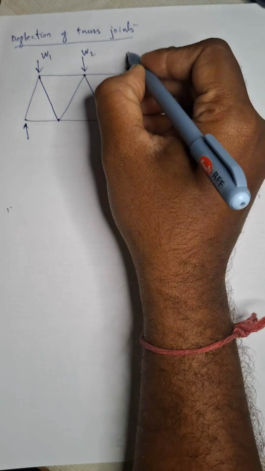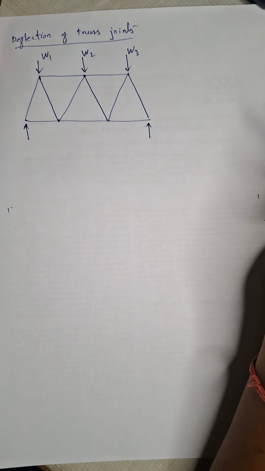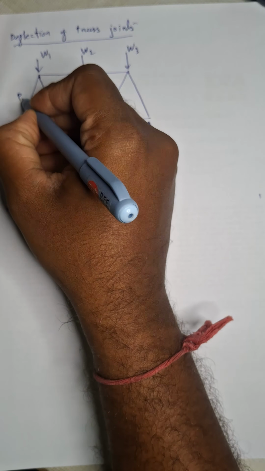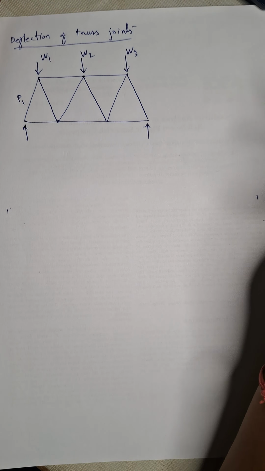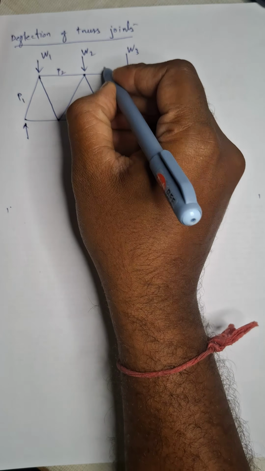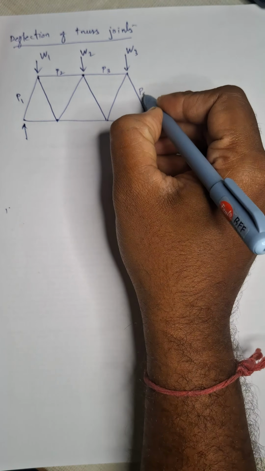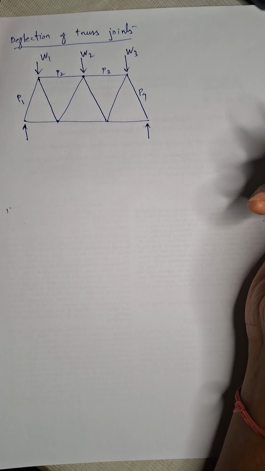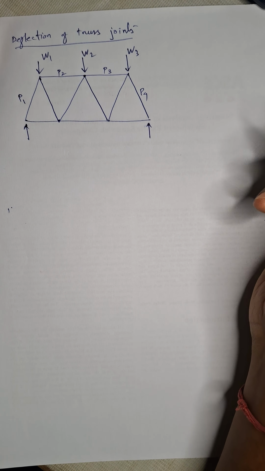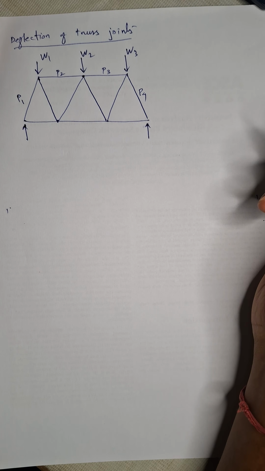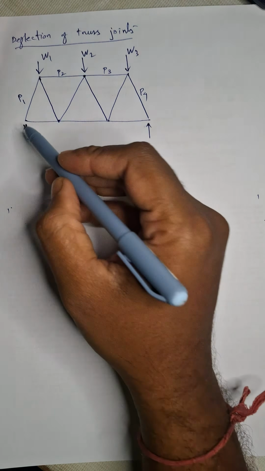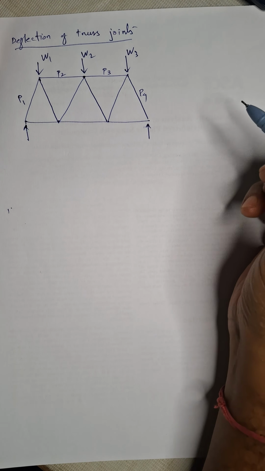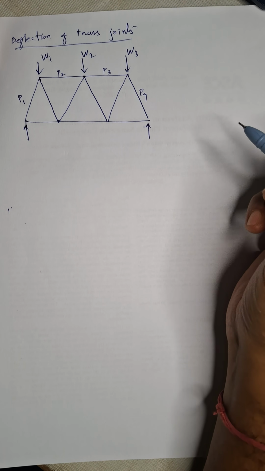Okay, so if we consider this is member 1, the member force can be P1, this can be P2, this can be P3, this can be P4. Similarly, we can number all the members. Now if we are asked to find the deflection of any joint, it can be this joint or any joint, we have to apply Castigliano's theorem to solve this kind of problem.